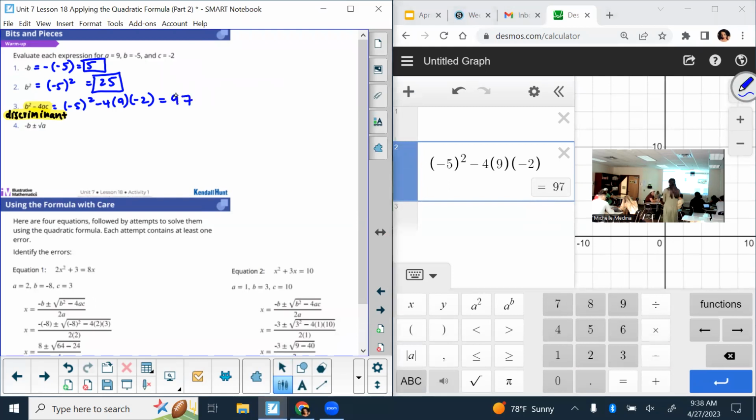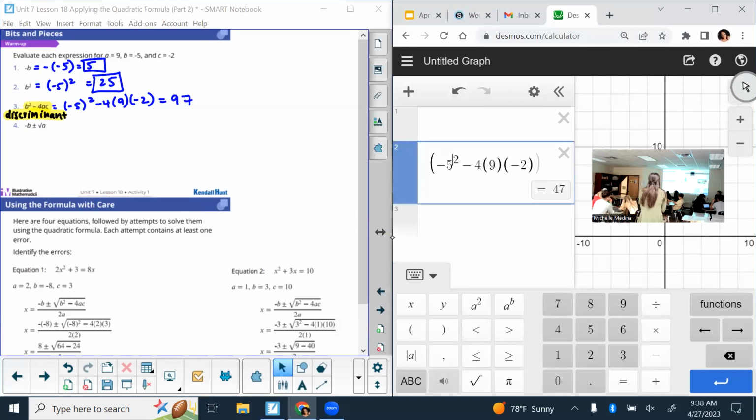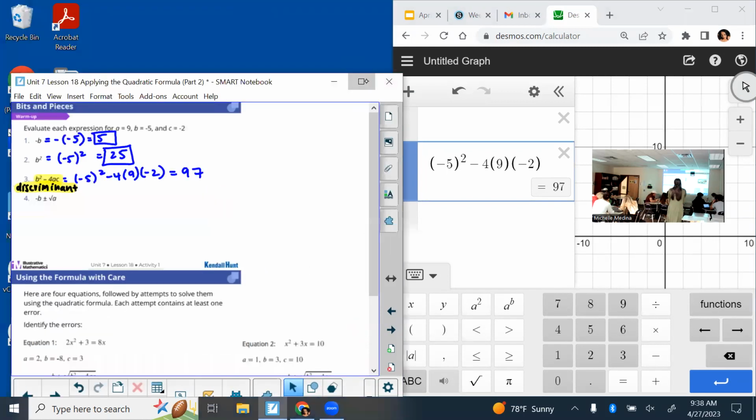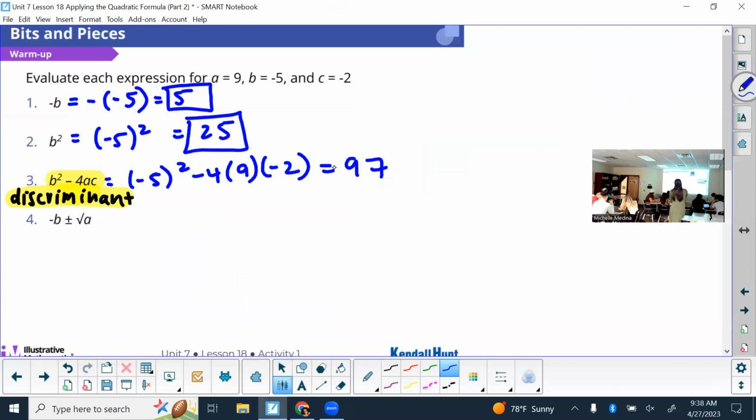If you didn't, maybe you forgot to put parentheses right here. That would change your answer. So you have to put parentheses when you plug stuff in. And now it gives you the right answer. Good on number 3. So if my discriminant is 97, how many solutions would that quadratic have? 2, because anytime it's a positive number, you'll still have 2 solutions. Even though 97 is not a perfect square, you'll still have 2 solutions.